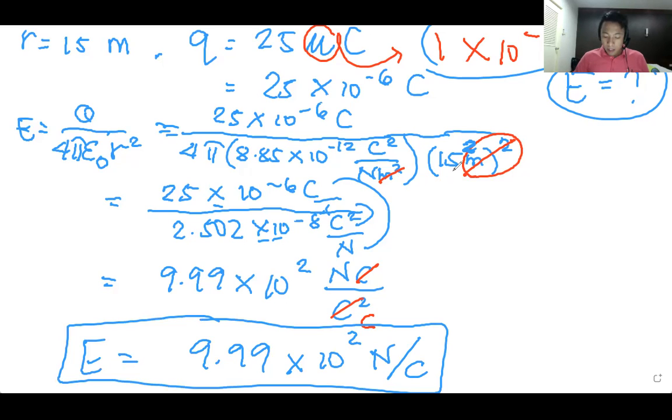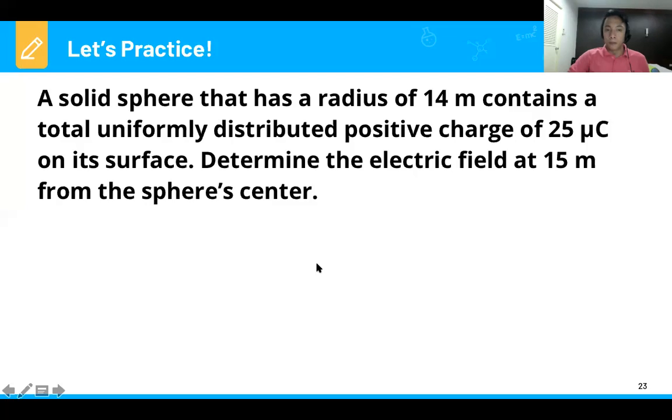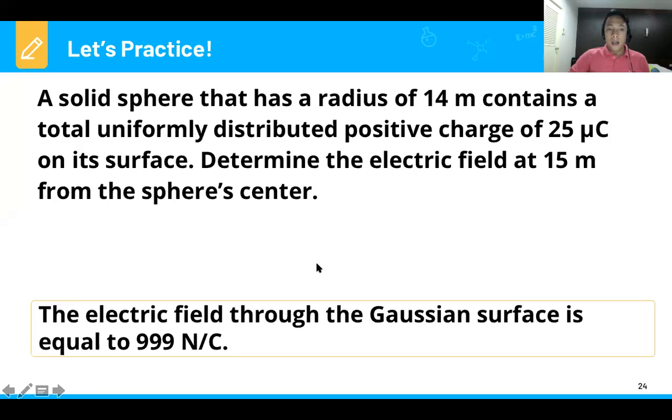This is the first example for sphere, number 1. Screenshot, copy, or just replay, then practice. Then number 2 example. I will go back to our answer here, which is 999 N/C, or 9.99 multiplied by 10 squared N over C.